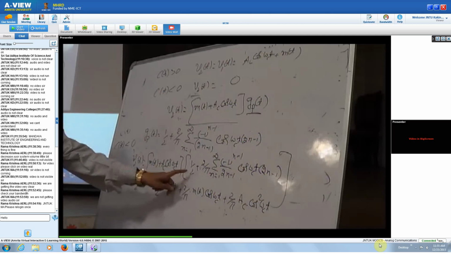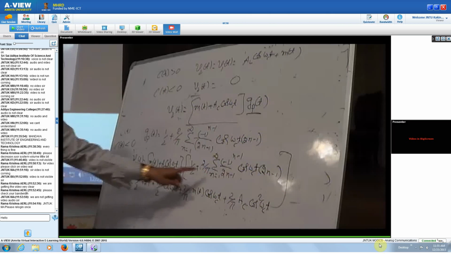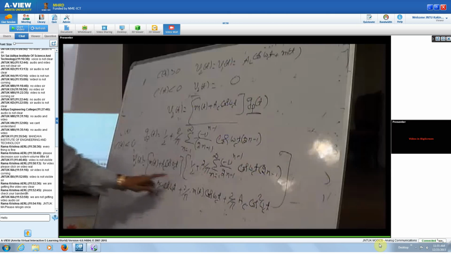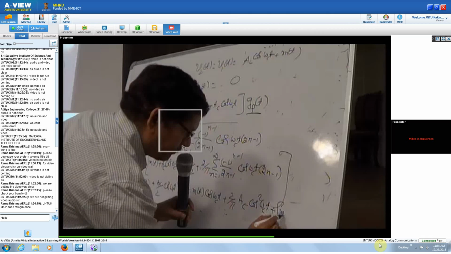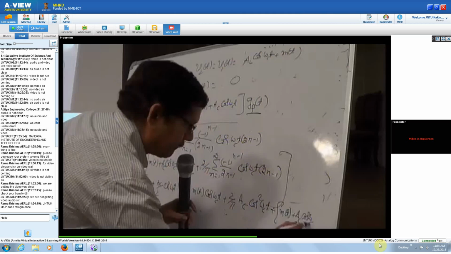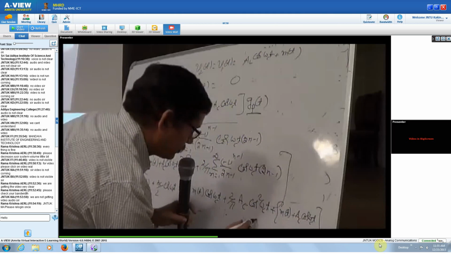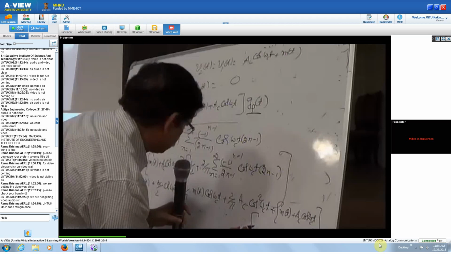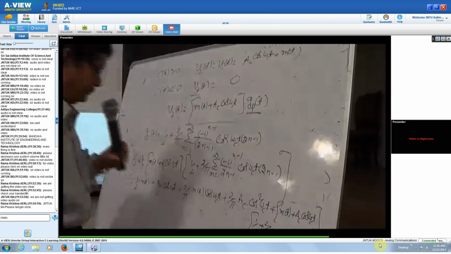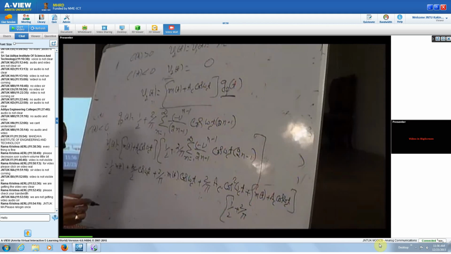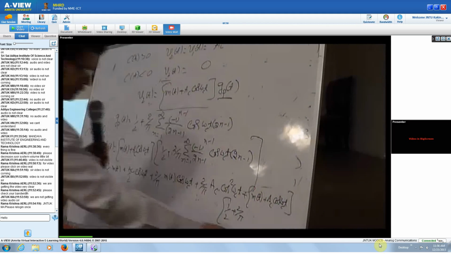I expanded this first term into these two and one of this term into these two. Remaining things all I will keep the same, m(t) into 1 by 2 plus 2 by pi. No, this 1 by 2 also will go.